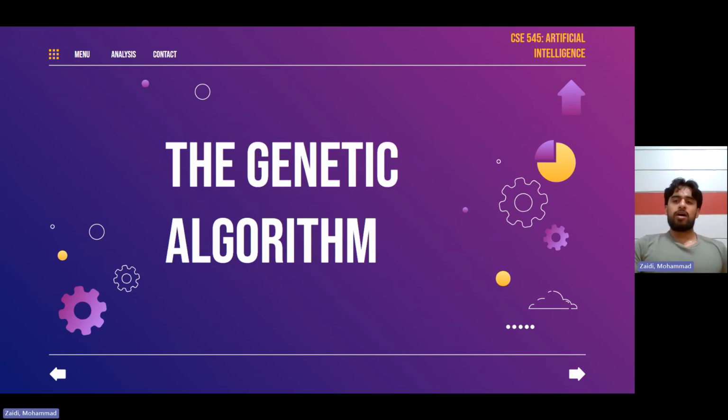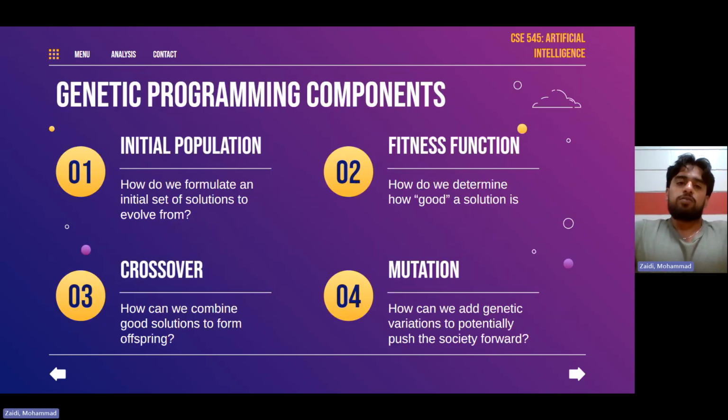Okay, the genetic algorithm. Now we're going to get to discussing how we really went about solving the problem today. We use the genetic algorithm. In genetic programming or evolutionary programming, the components are these 4. First, you have to have an initial population, and we have to find a way to formulate the initial set of solutions from which we're going to later evolve.